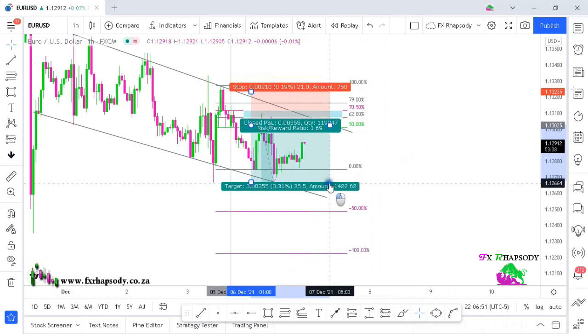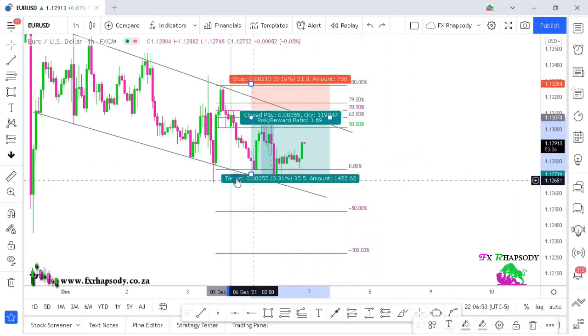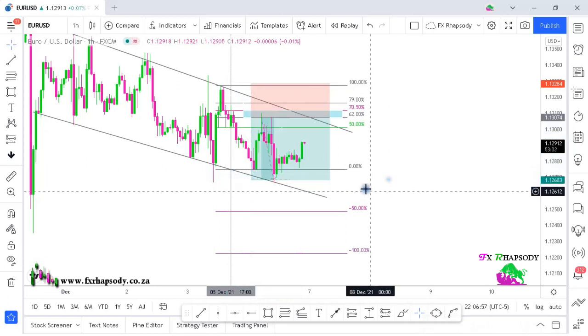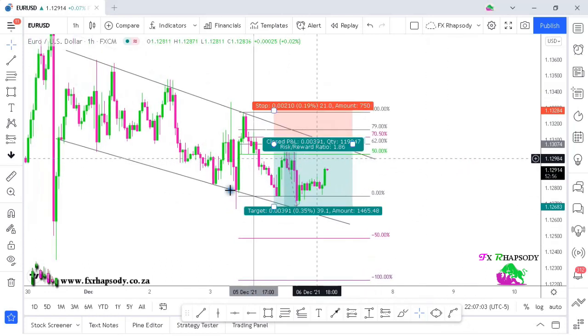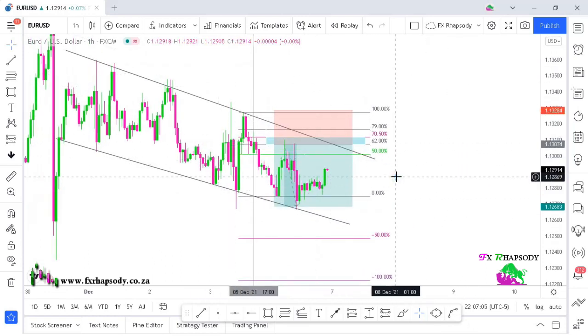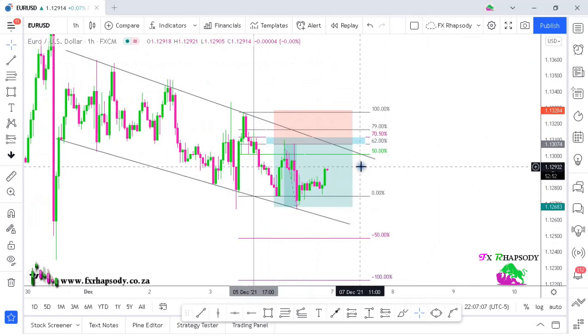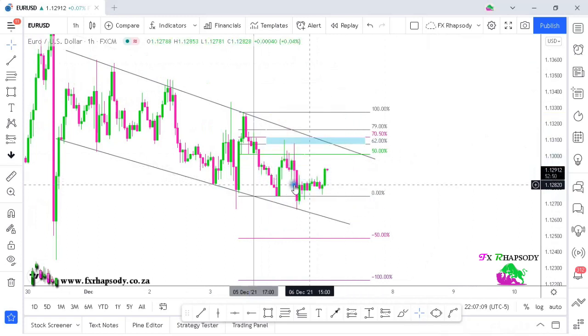Let's just have it. Oops, I'm not going to move it. It was close to there, because of that trend line being touched. So that is the movement. That was the first sell for this week. And it is quite easy.